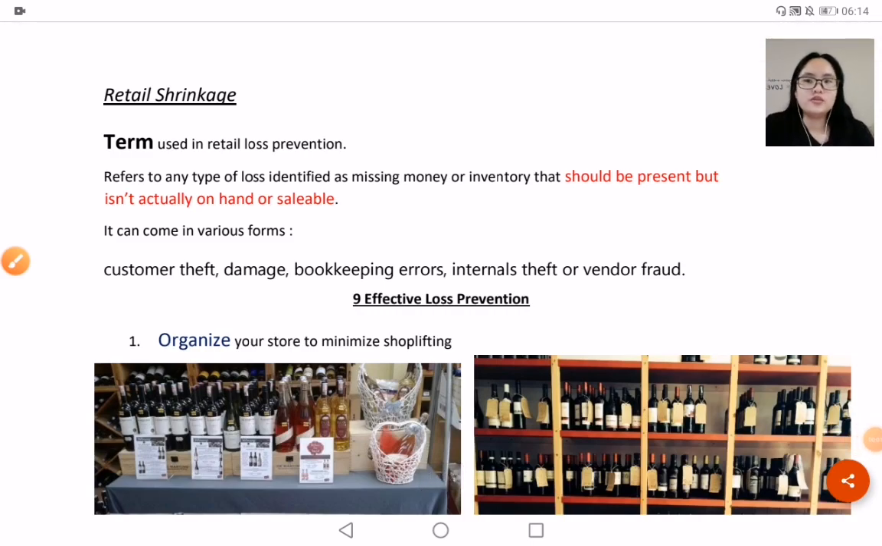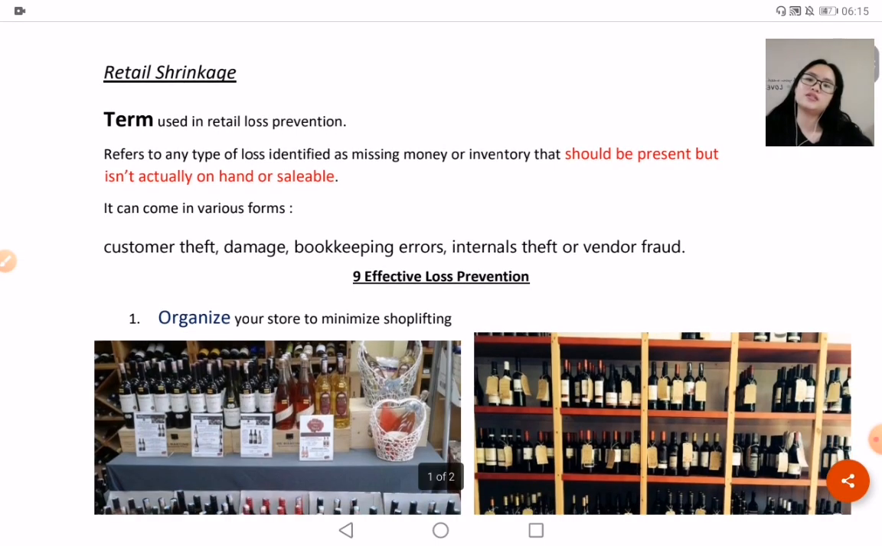Okay, so in this video we'll talk about the chapter of retail loss prevention. In retail loss prevention, there is a term, retail shrinkage. It refers to any type of loss identified as missing money or inventory that should be present but is not actually on hand or sellable.